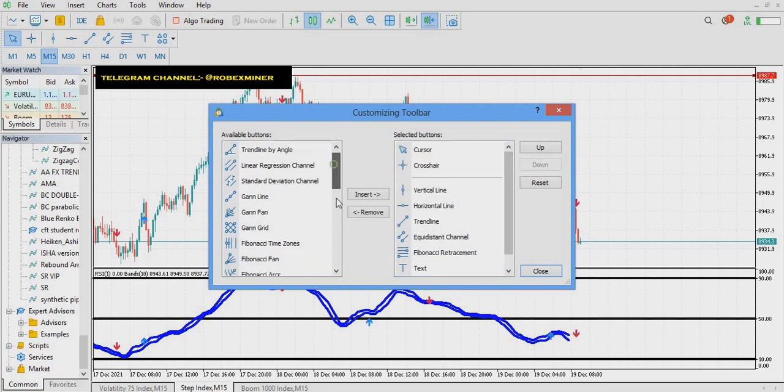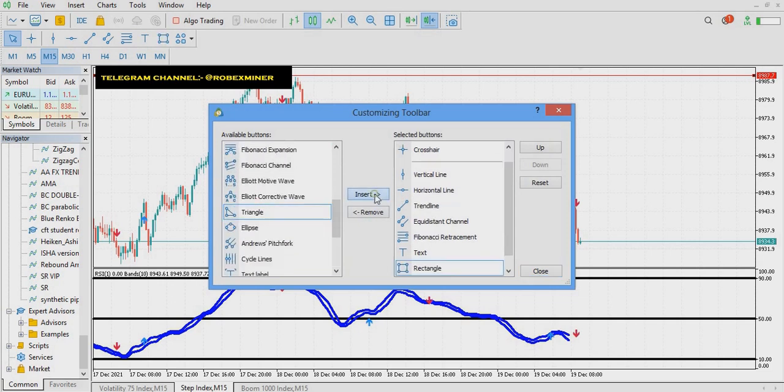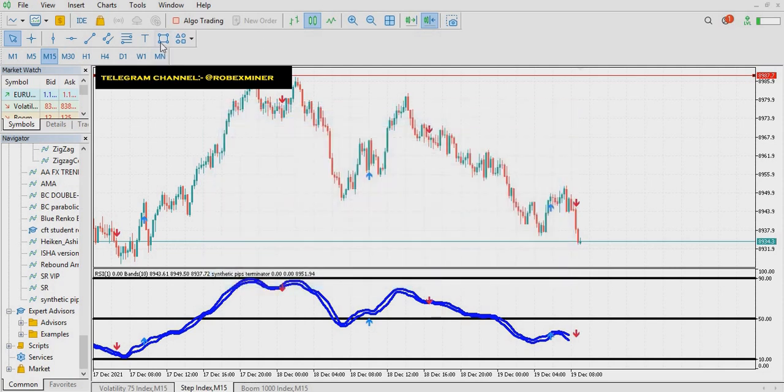I need a box here. Okay, rectangle. One, two. So this will be your take profit.